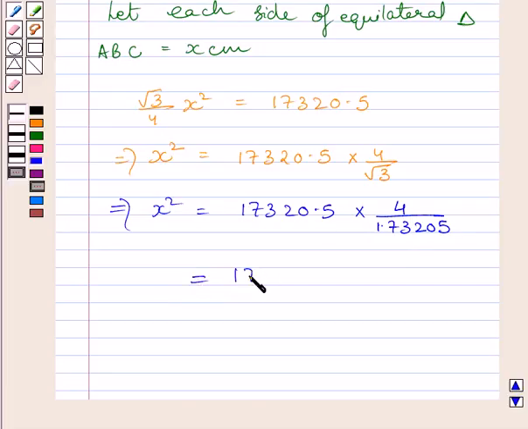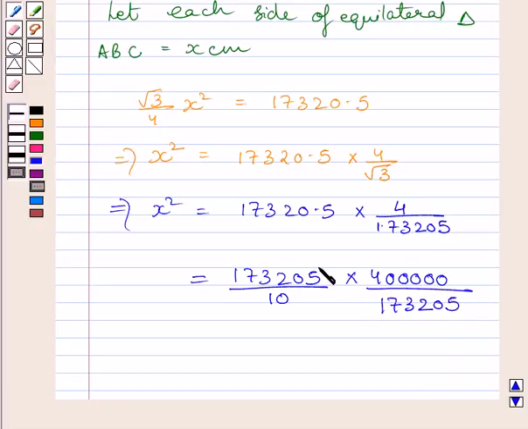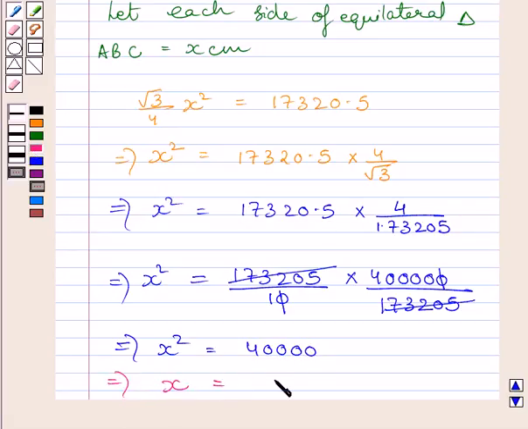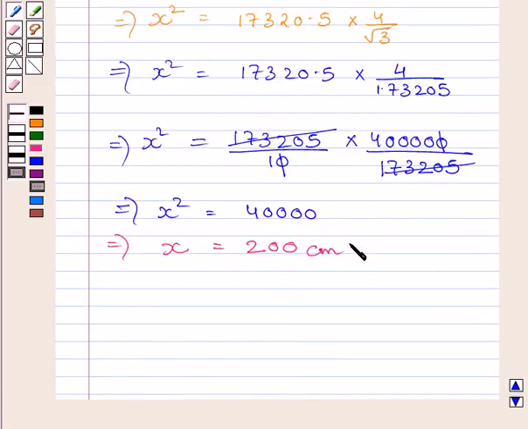So simplifying further, we get 17320.5 upon 10 multiplied by 400000 upon 173205. This term will get cancelled by this term and 0 will cancel 0. And we get x square is equal to 400000. Now taking square root on both the sides, we get x is equal to 200. So we get x is equal to 200 centimeters, or we can say each side of equilateral triangle ABC is equal to 200 centimeters.